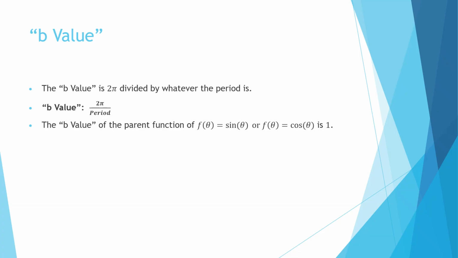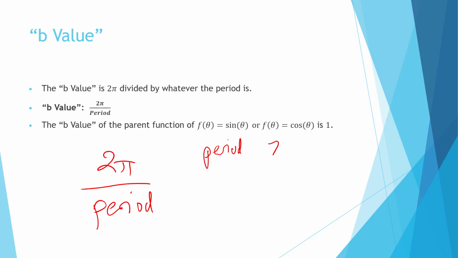All right, the next thing I want to get into is the b value. This is going to be a new concept and not really taught a whole lot, but it is really important. The b value is going to be 2 pi over your period, which means your b value could be really weird depending on what your period is. For example, if your period is 7, then your b value is going to be 2 pi over 7.